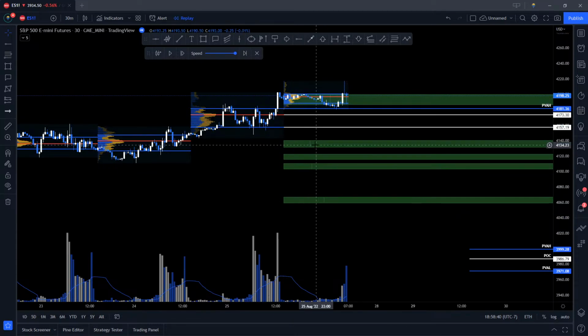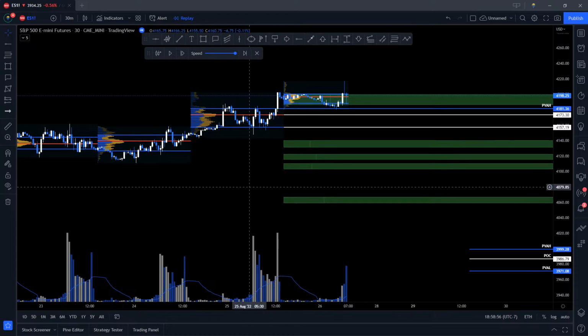But even without this information, again, you can take a short from the value area high of the previous day down to the POC, possibly play it all the way down to the value area low, or from the POC to the value area low. That there is considered the 80% rule.